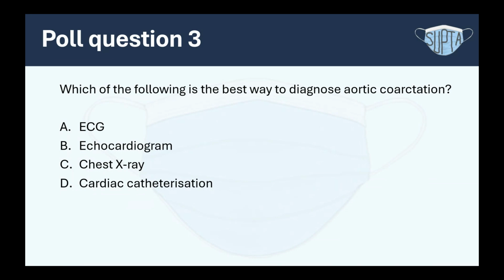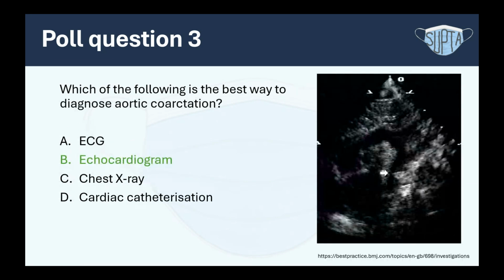So far everyone's voting for echocardiogram. Okay, amazing. So the answer is in fact an echocardiogram. So I'm very pleased, you're all correct.